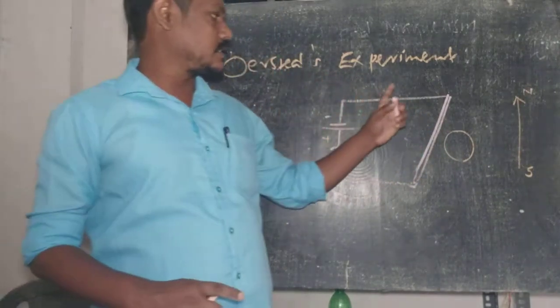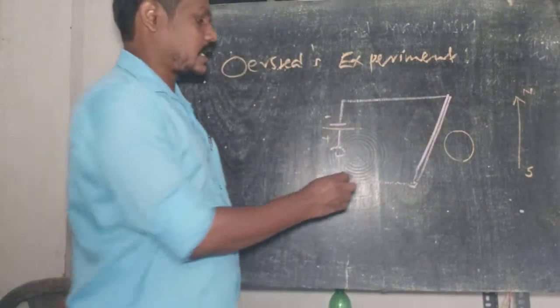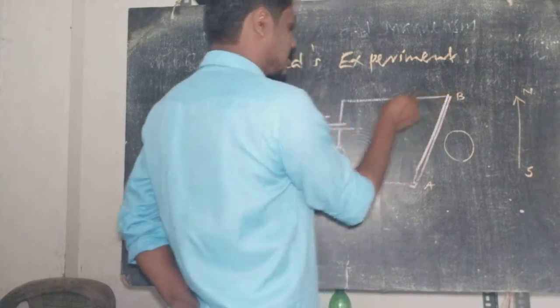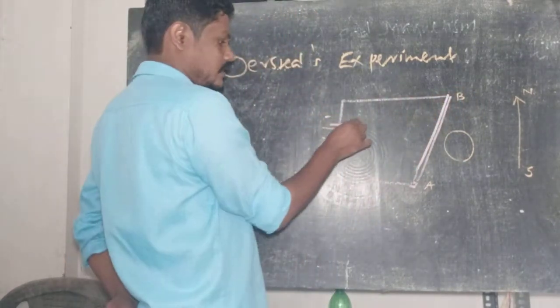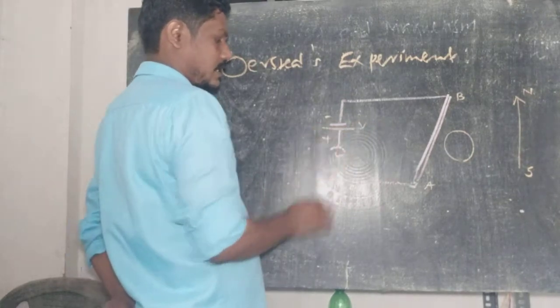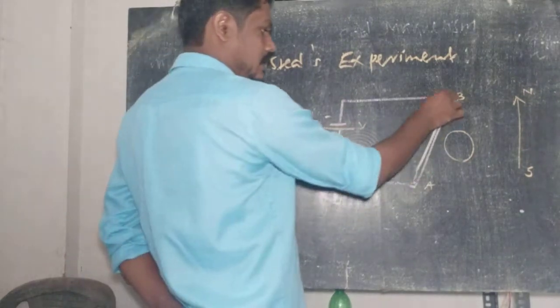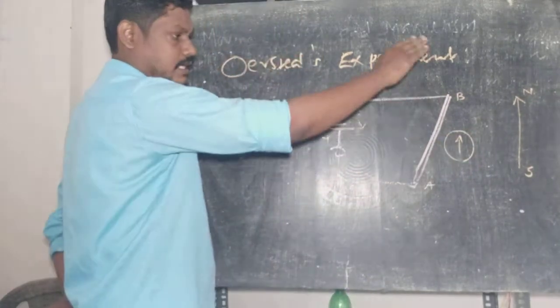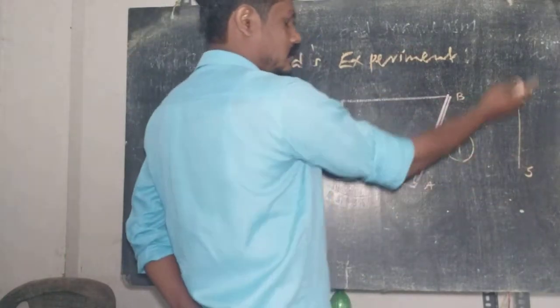Oersted's experiment is that arrangement in which a straight conductor AB is connected to a source of EMF with a certain voltage V, and a switch is connected. Under that wire, a magnetic compass is kept. This setup is already along the south to north direction.